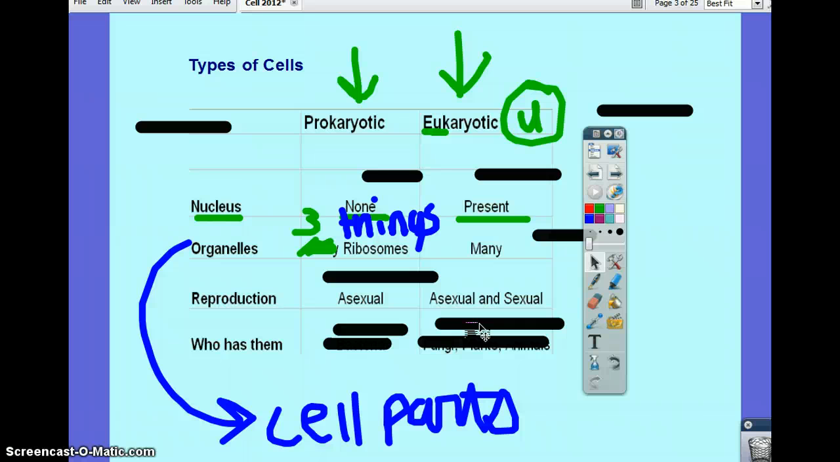Who has them? Bacteria has the prokaryotic. Good. And eukaryotic cells are the more complex ones, everyone else. Anybody know what kingdom I'm missing there? Protist. Please add that.